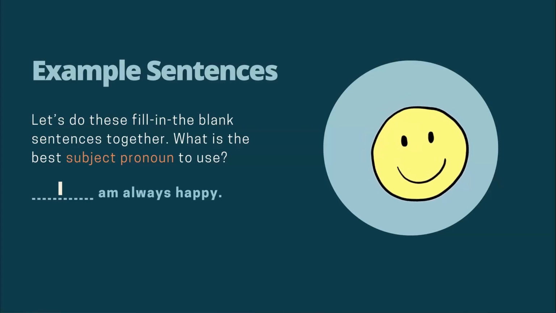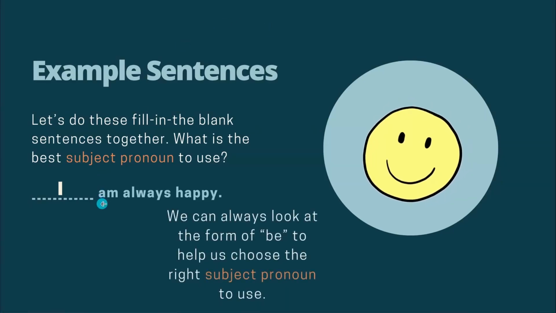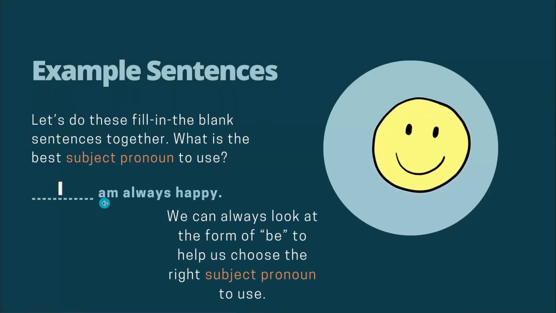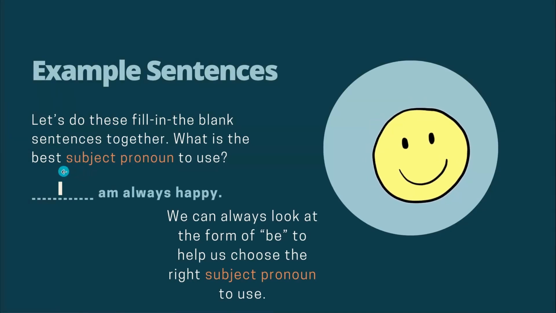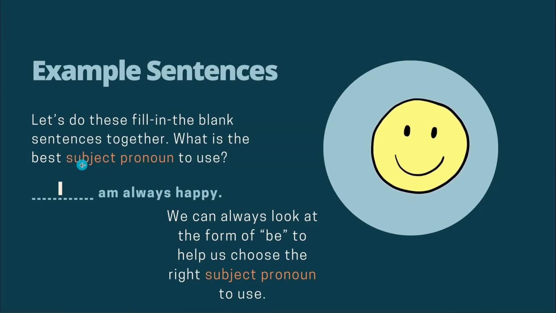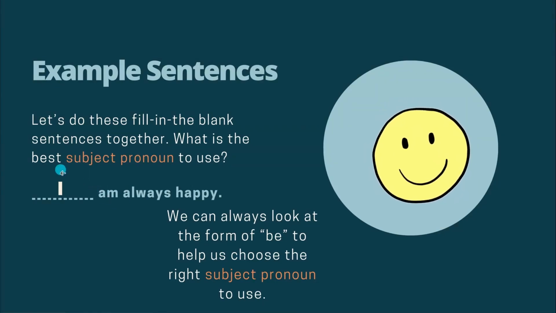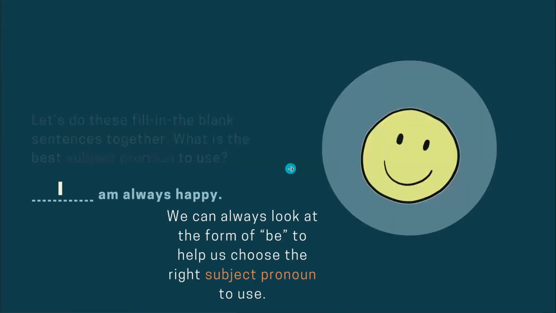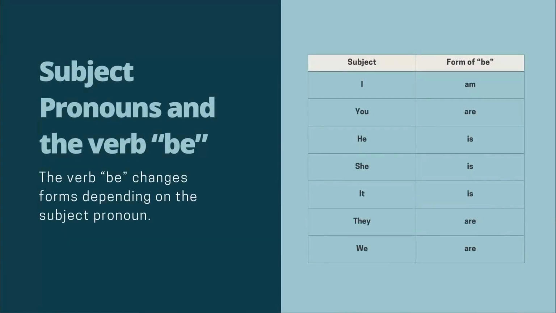So how do we tell in this case? Well, we're looking at the form of be, which is am. So when we know that the form of be is am, the only subject that can be used is I. We only say I am. There's no other subject with this form of be. So this is the proper subject pronoun to use. So we can typically look to the form of be to give us a clue, but it's going to be a little bit tricky sometimes.